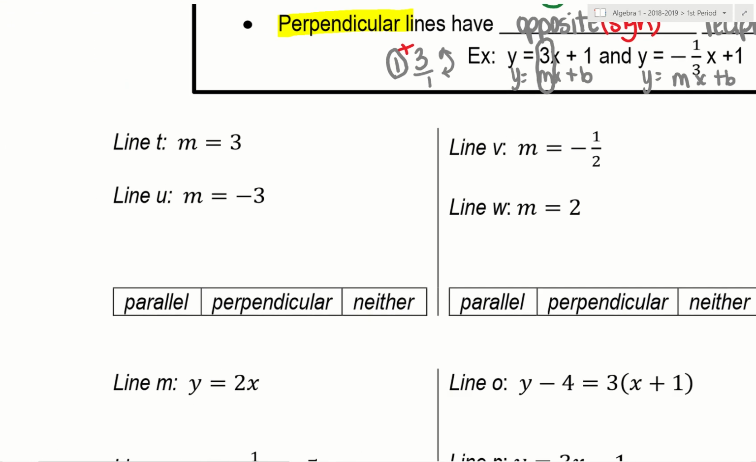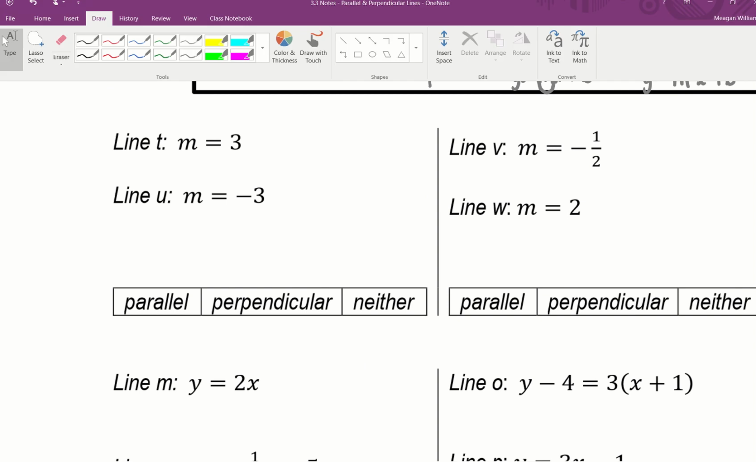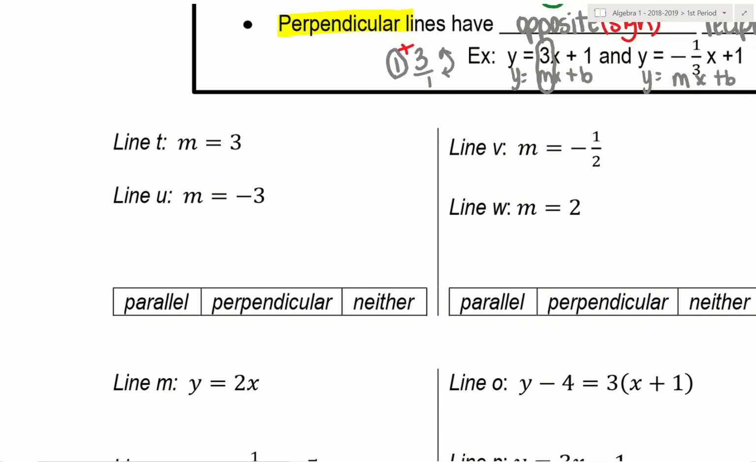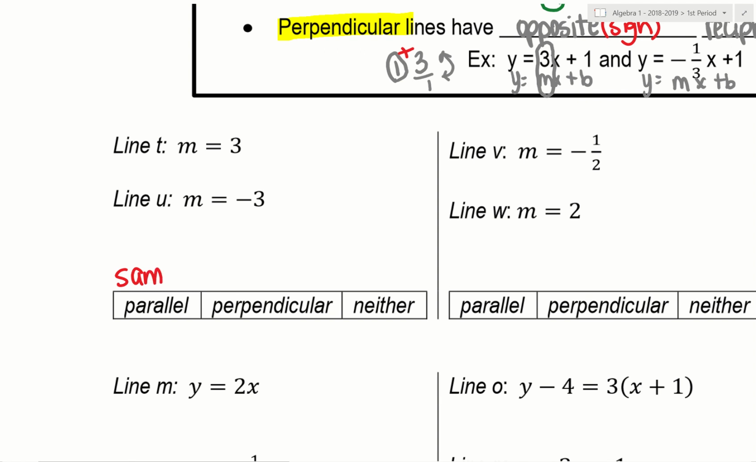So let's go look at some of these examples and see if this makes any more sense, okay? First example says line T and line U. The nice thing about these two examples is they already gave us the slopes. We just have to figure out if they're the same, opposite, or neither. So if you would, above the word parallel, I'd like for you to write in the word same. And above perpendicular, write opposite, flip.